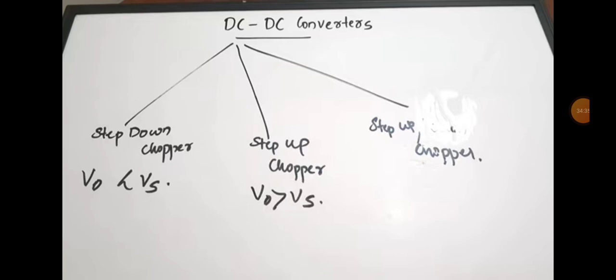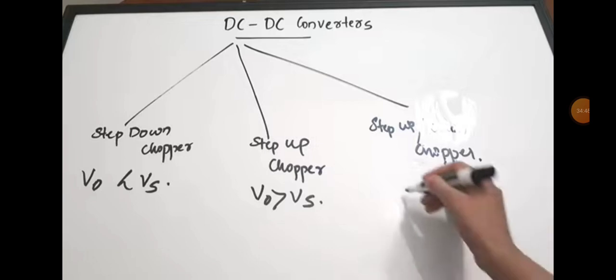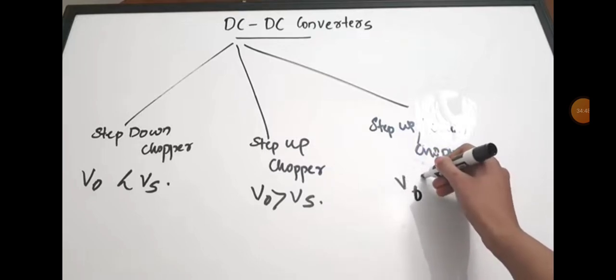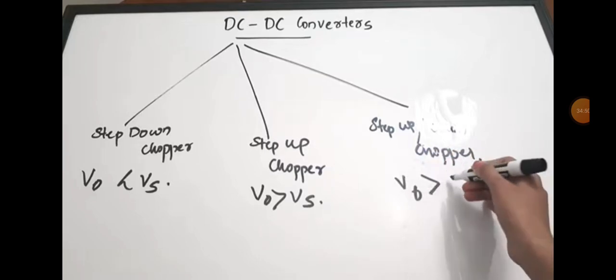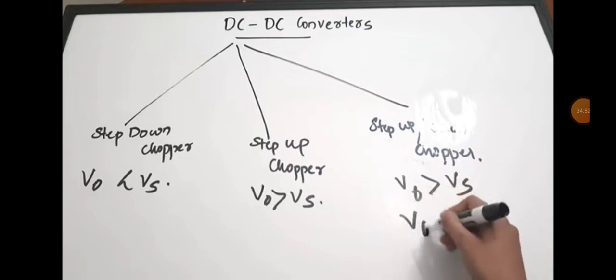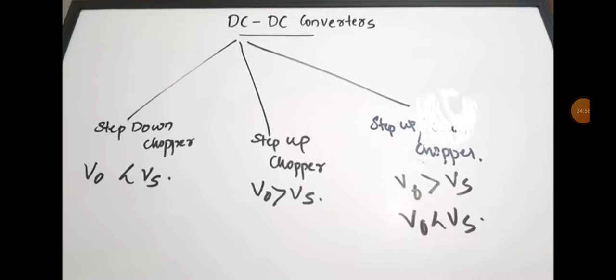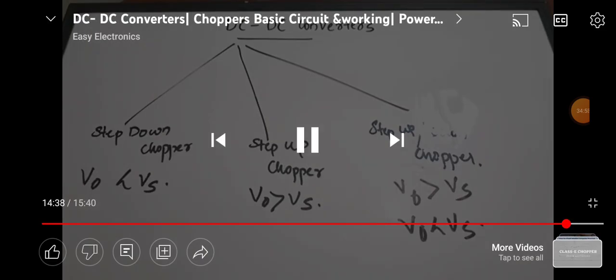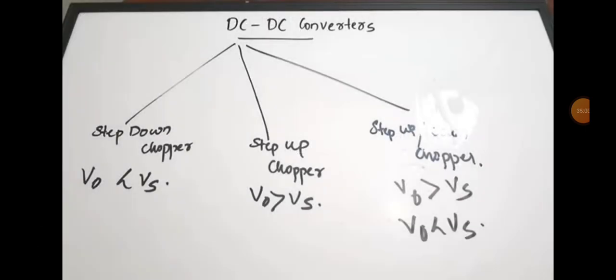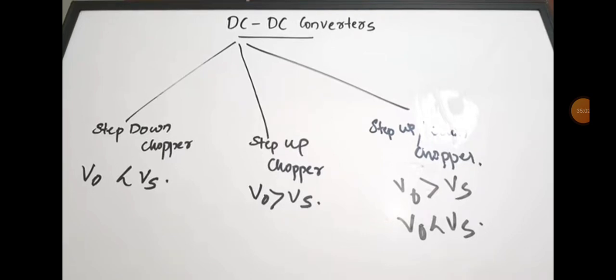Now for the step up and down converter, this type of converter produces an output voltage which can be either lower or higher than the input voltage. So here V out can be either greater than Vs, or it can be less than Vs. It can be either way. So these are the three basic classifications of choppers. I'm hoping that you understood the concept of chopper.